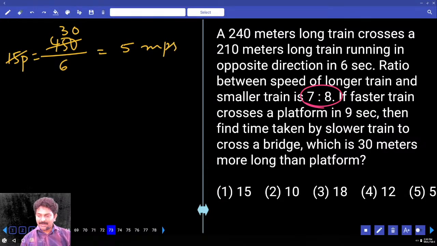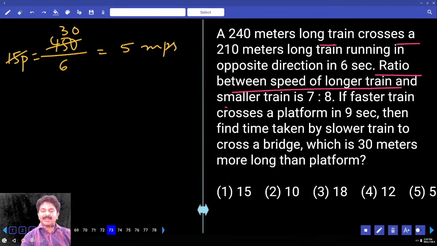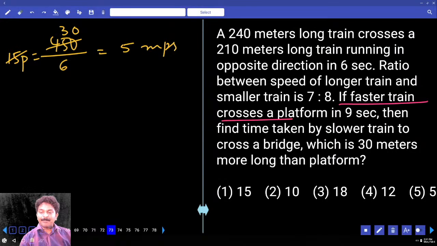Right. So now, the ratio is between the speed of the longer train and the smaller train, not faster and slower. Longer is different, faster is different. Longer in the sense they are talking about length; faster is related to speed. So here it is given as longer and smaller only. Then the faster train crosses a platform in 9 seconds. Here they are talking about the faster train.